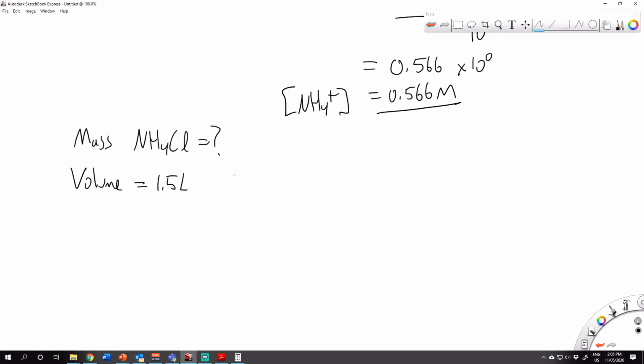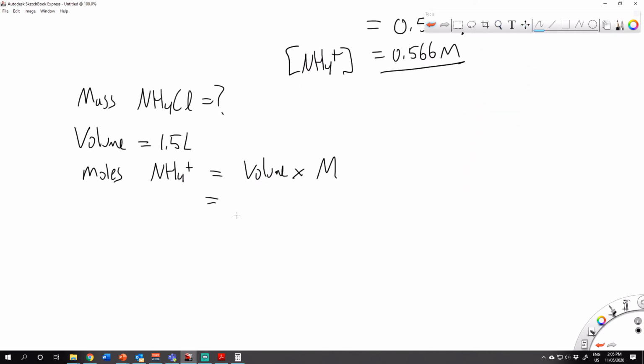Well, if that's the concentration of NH4+, I can use our molarity equation to find our moles of NH4+. Moles of NH4+ we can calculate using volume times molarity. So let's calculate how many moles of NH4+ we have. Why am I calculating moles of NH4+? Well, eventually we're going to need to use the mole to mass relationship to find the mass of NH4Cl, and currently we only have information to calculate moles of NH4+. So that's why I'm doing this.